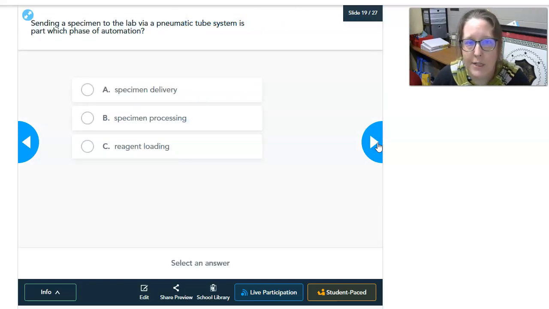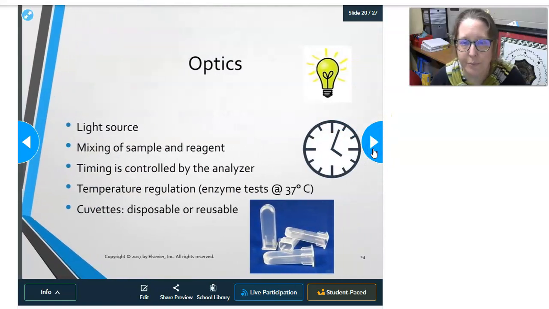All right, so if you send a specimen to the lab via a pneumatic tube system, which phase of automation is that? So select and answer that.